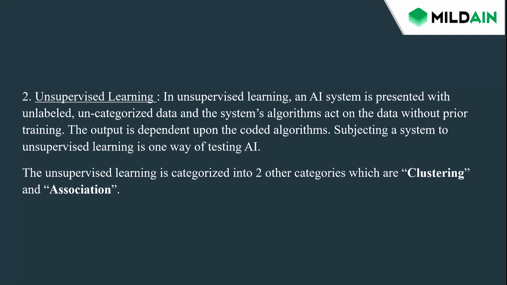Behind the screen, we are running so many algorithms. Subjecting a system to unsupervised learning is one way of testing my AI. So unsupervised learning is categorized into two: one is clustering and another one is association.